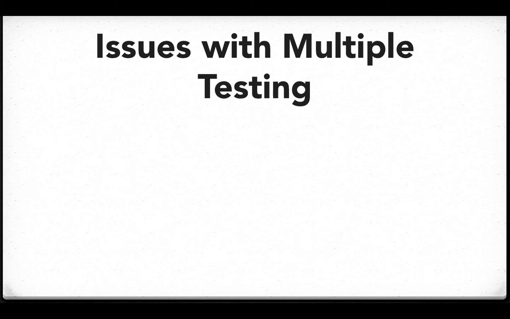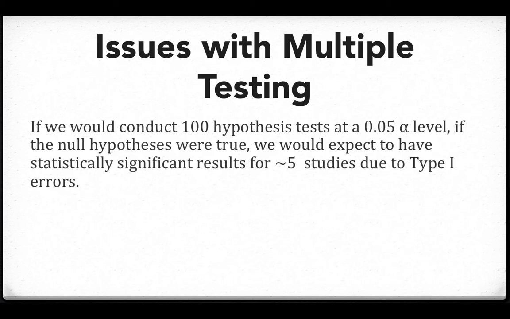The next topic you'll see this week is issues with multiple testing. If we would conduct 100 hypothesis tests at a 0.05 alpha level, if the null hypotheses were true, we would expect to have statistically significant results for approximately 5 studies due to type 1 errors. Later in the course, we'll learn about some statistical procedures that can be used in place of multiple testing.